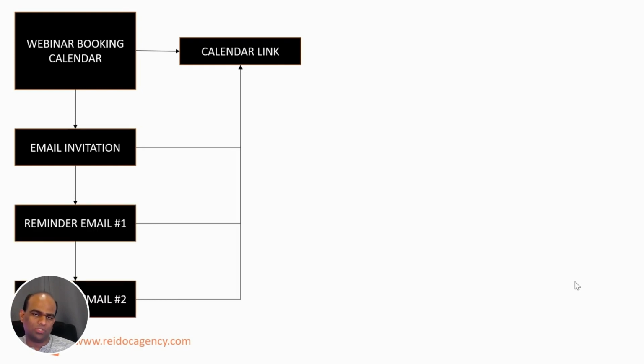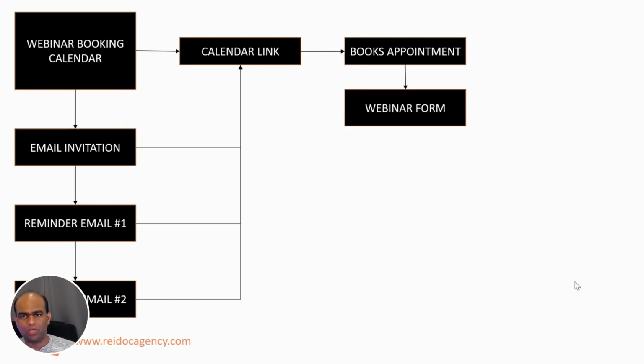Often what happens is rarely anyone actually clicks on the link in the first email you send, because people get busy. So it's always useful to have automated reminders sent to them. Okay, first email, second email, right? And then hopefully by the third email they'll click on the calendar link and choose a date and time that works for them. So they click on the calendar link, they book the appointment.